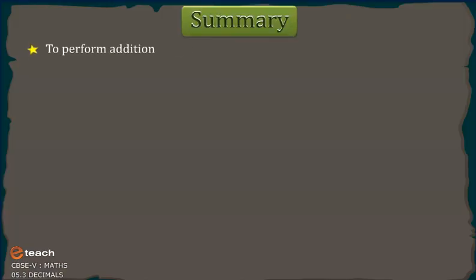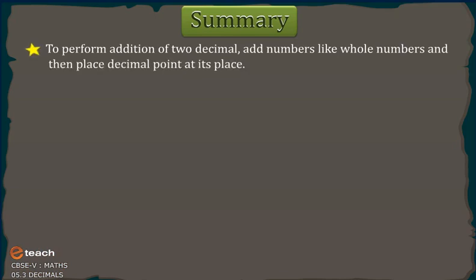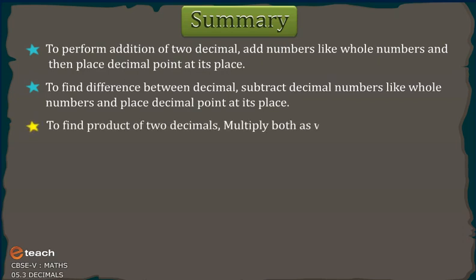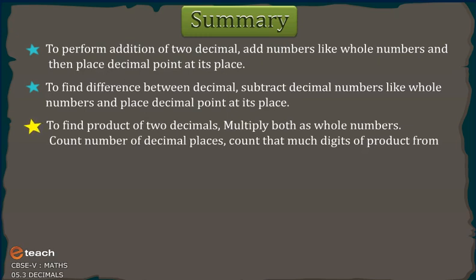Summary. To perform addition of two decimals, add the numbers like whole numbers and then place the decimal point at its place. To find the difference between decimals, subtract the decimal numbers like whole numbers and place the decimal point at its place. To find the product of two decimals, multiply both as whole numbers. Count the number of decimal places. Count that many digits of the product from the right side and place the decimal point.